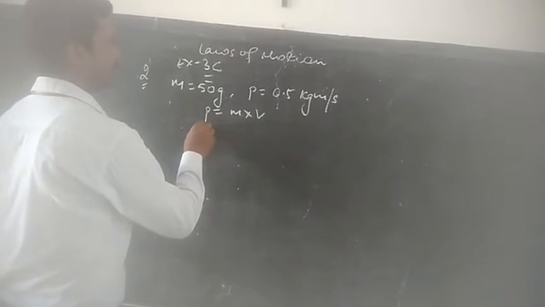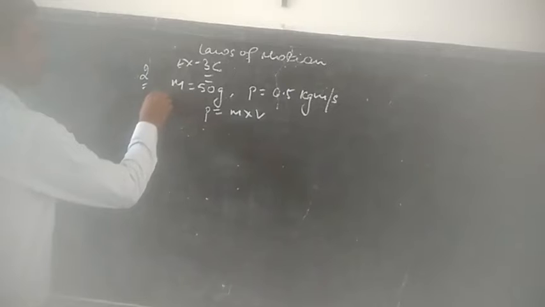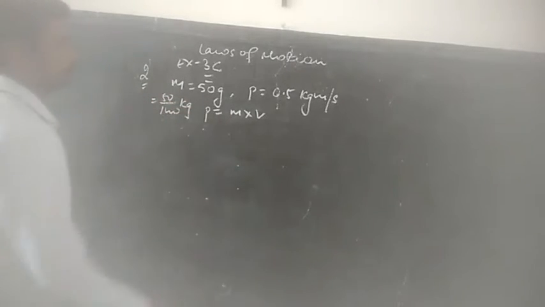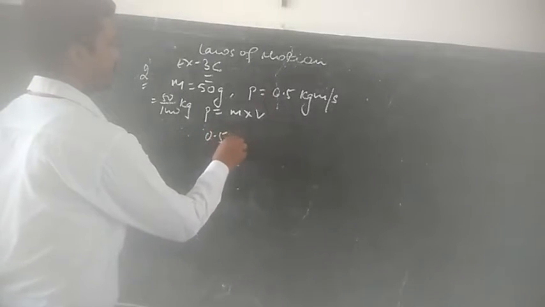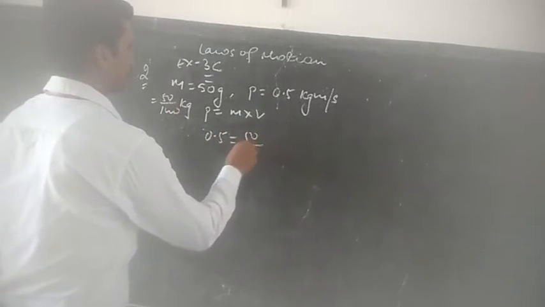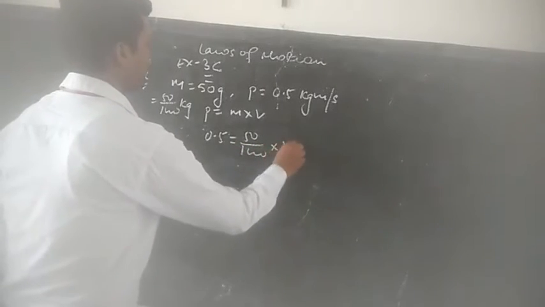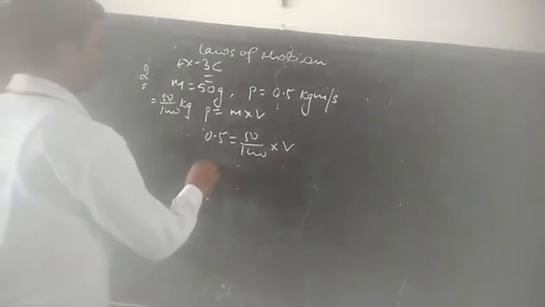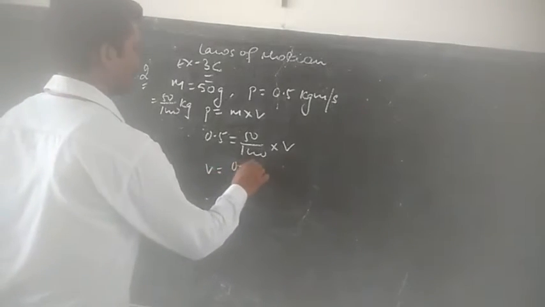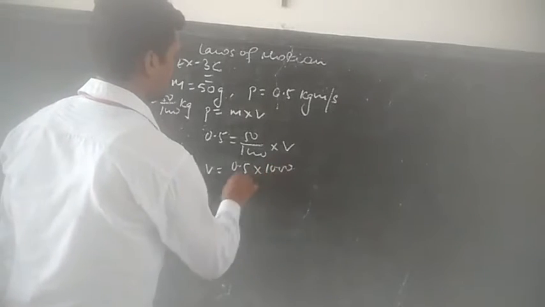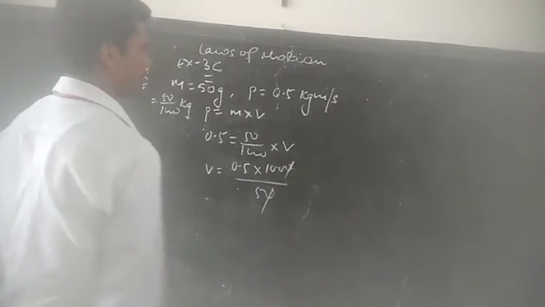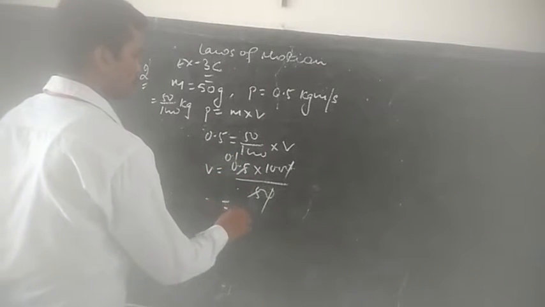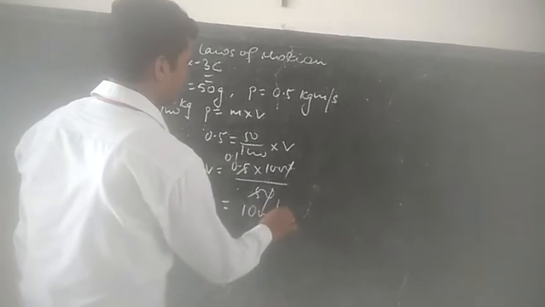So find the velocity. We know momentum is equal to mass into velocity. Mass is 50 gram, so convert this gram into kilogram first, which will be 50 by 1000 kilogram. Momentum is 0.5, mass is 50 divided by 1000, and V we have to find out. So V is equal to 0.5 into 1000 divided by 50. Answer: 0.1, which is equal to 10 meters per second.